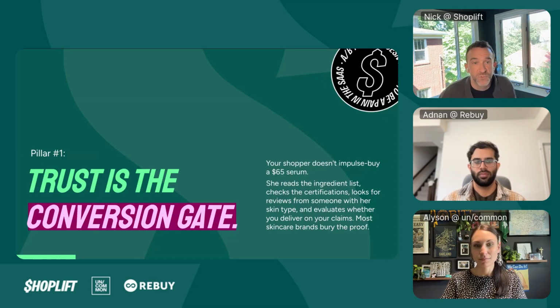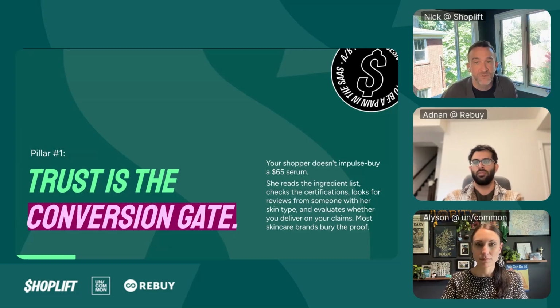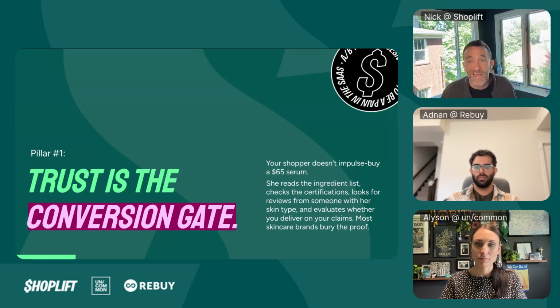Pillar number 1, trust is the conversion gate. Your shoppers are typically not impulse buyers. These are high consideration purchases. And the way that I like to think about trust is there's very little that you're going to do with your trust signals that is going to convince a non-buyer to buy. However, trust signals or lack thereof are the things that absolutely kill conversion. They are table stakes, and for this category, you must have them.